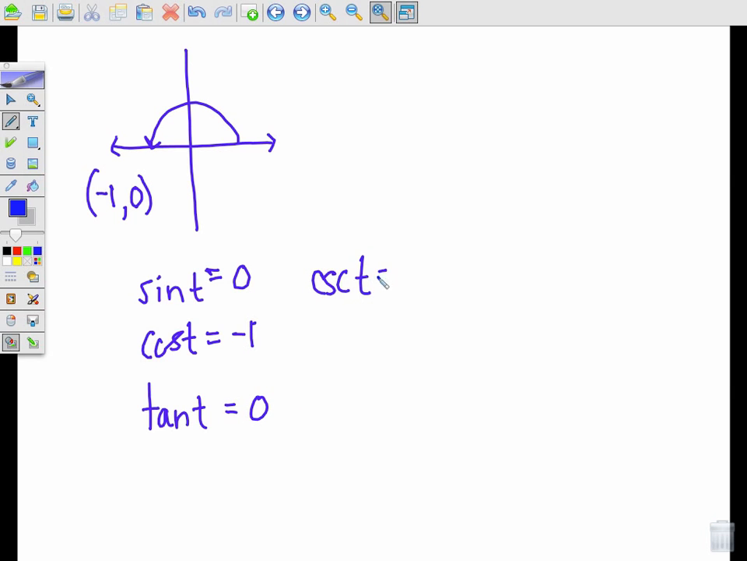Cosecant of the angle would be 1 divided by 0, which is undefined. Secant of the angle, 1 divided by -1, which is also -1. And cotangent would be my x divided by y, which is undefined.